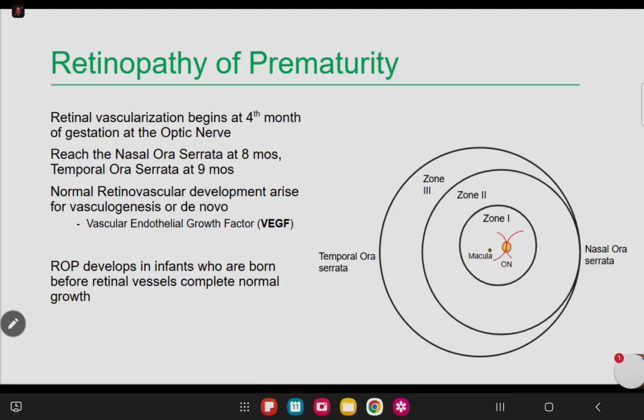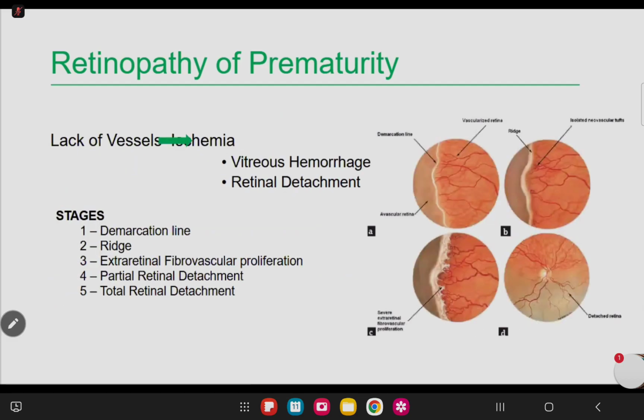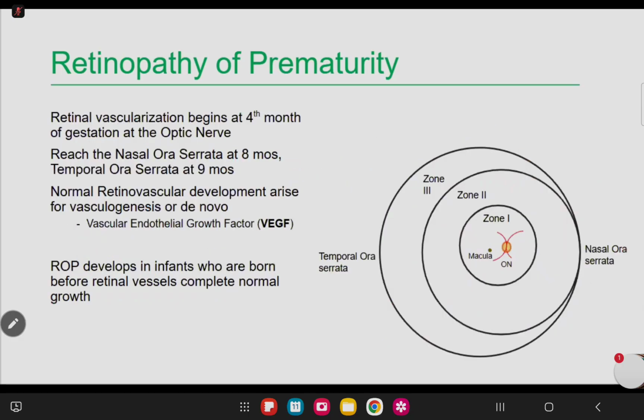So if you rotate in your pediatrician for those patients that are premature, no, so you have to take note of this condition, retinopathy of prematurity. Normally, retinal vascularization begins at fourth month of age at the optic nerve. So that's the zone 1 area. So there would be vascular proliferation in this area, and then it reaches the nasal ora serrata at around 8 months, and temporal ora serrata at 9 months.